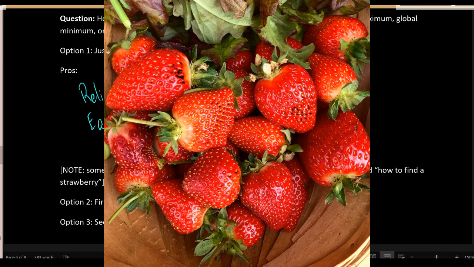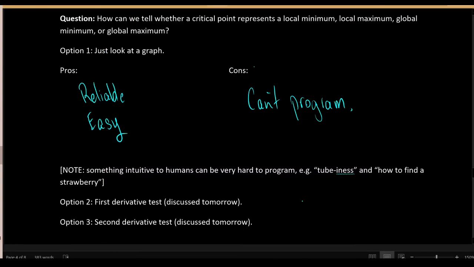So the researchers were in the middle of a years-long process of trying to figure out how to articulate to a computer what a strawberry stem looks like. And likewise here, it's very difficult to communicate to a computer what it means to look at a graph and see from the graph whether you have a local min, local max, global min, or global max.